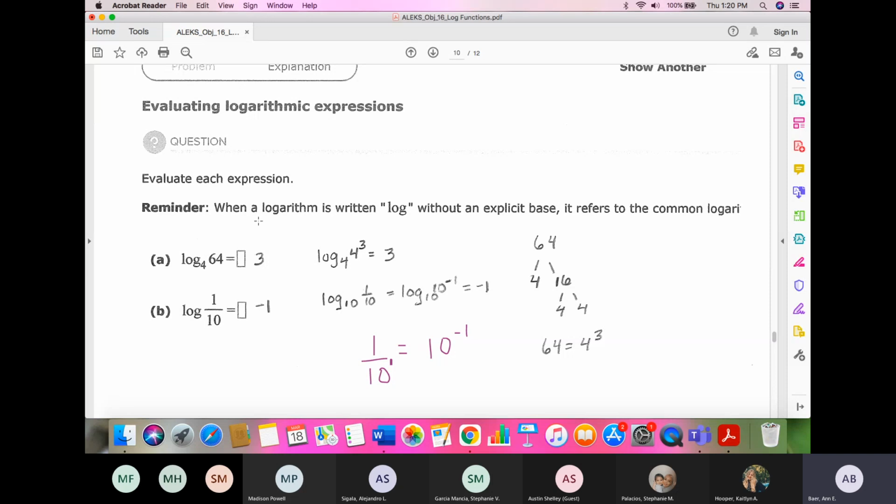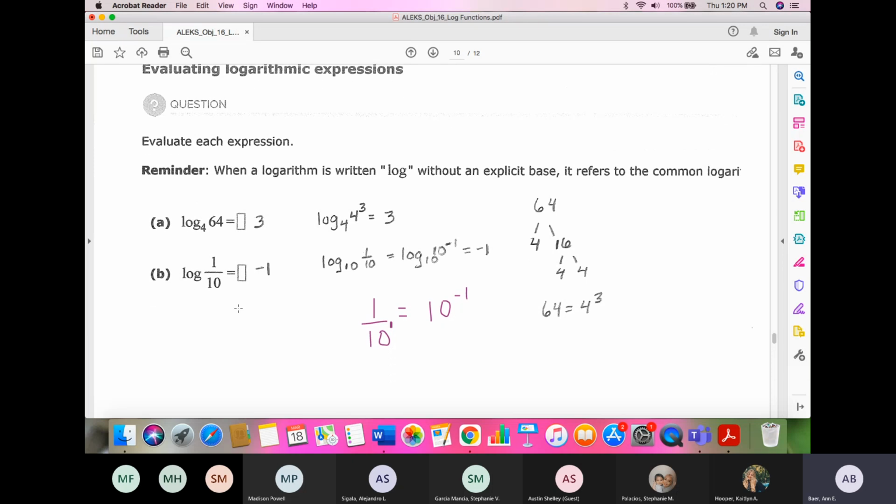Evaluate each expression. When a logarithm is written log without an explicit base, it refers to the common logarithm, and that means base 10 is understood. The common logarithm is log like this. The base is not written in, it's understood to be base 10. Base 10. And maybe I should write that down for you. So I'll take care of that. So let's just look at part A first.